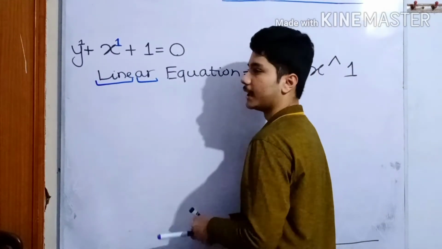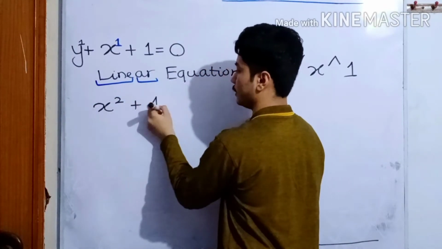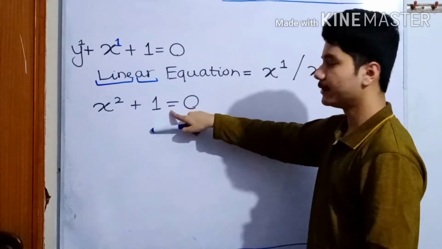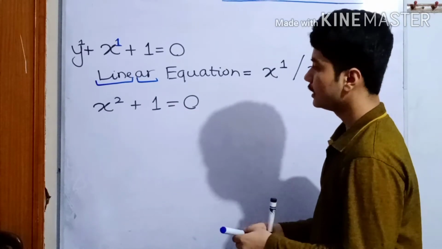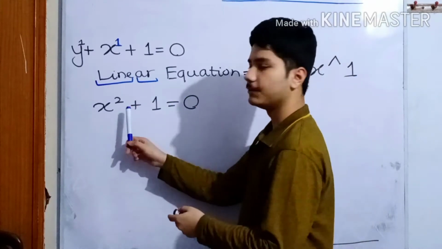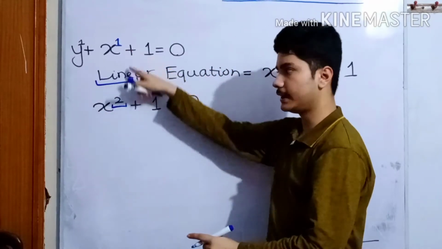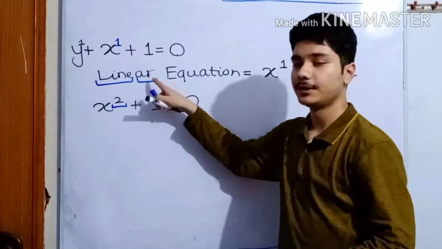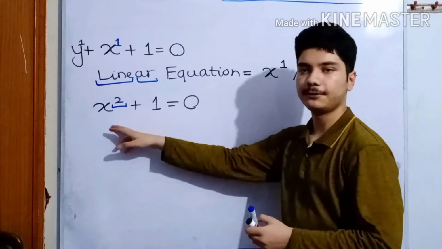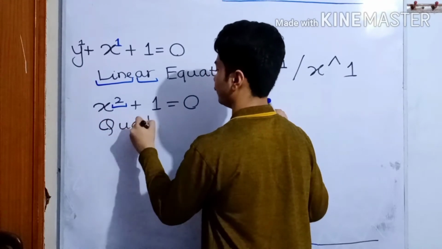Alright, let's go to another type. For example, x square plus 1 equals to 0. This is also an equation because it contains an equals to sign. As you can see here, now it's not linear because its highest power is 2, not 1. When it was 1, it was called a linear equation, but now it's square, power 2. So when the highest power of the variable is square, the equation is known as a quadratic equation.